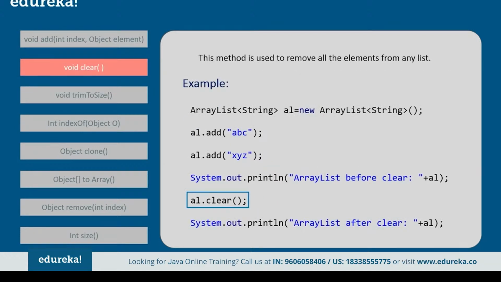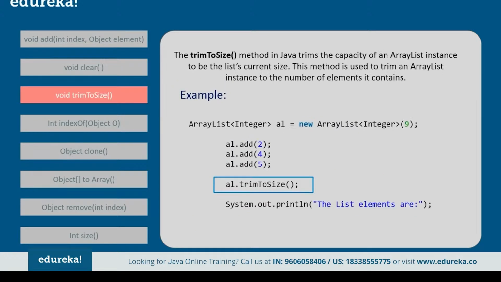Next, the clear method. This method is used to remove all the elements from the list. That is, you can just use the clear method to remove all the elements present in the list. Next, trimToSize. This method trims the capacity of an array list instance to the list's current size. That is, if you are creating an array list of size 9 and you're adding only 3 elements to that, on calling this method trimToSize, it trims the size of the array list from 9 to 3. That is, it reduces the array list size to the number of elements that it contains.